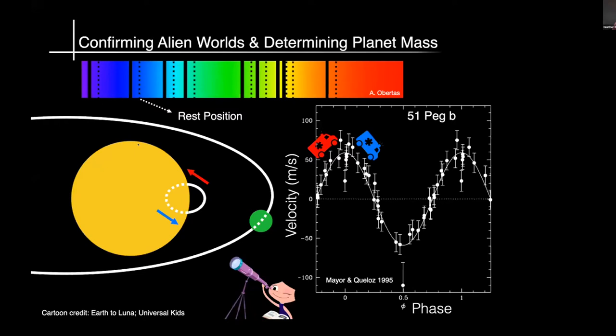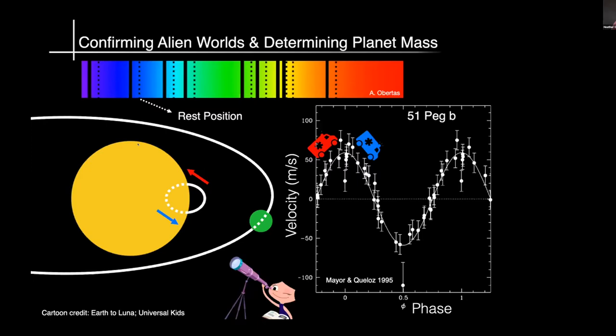You'll see this famous plot here on the right-hand side of 51 Peg b, which you will probably have seen several times throughout this workshop so far, and probably again later today and maybe even tomorrow. On the y-axis, you have your velocity of plus or minus 100 meters per second, and on the x-axis, you have your orbital phase. This is what the Doppler wobble looks like for your original hot Jupiter exoplanet.